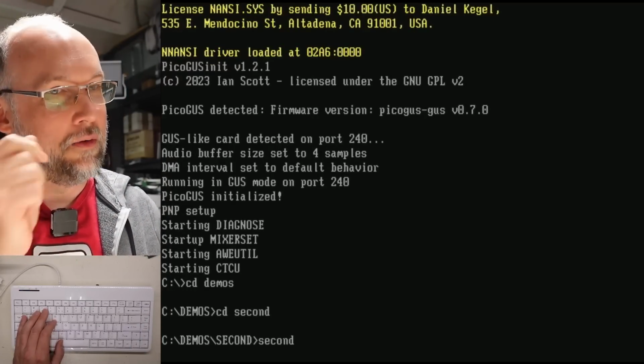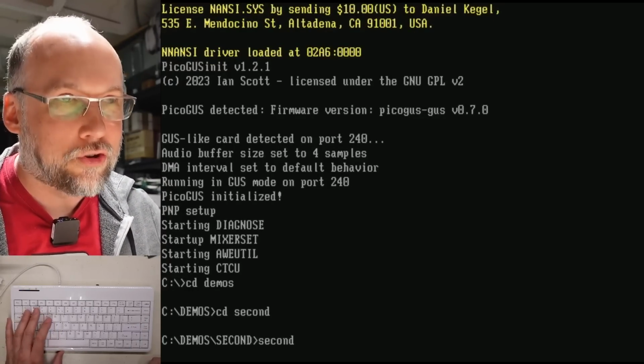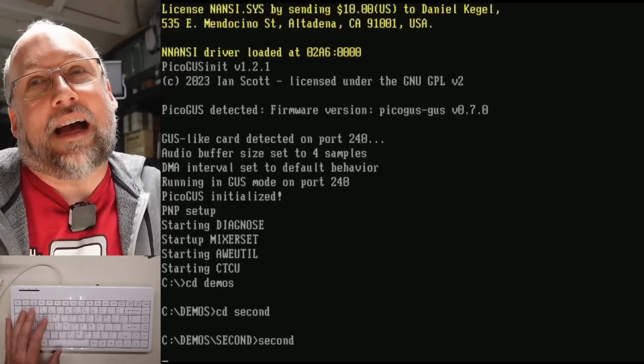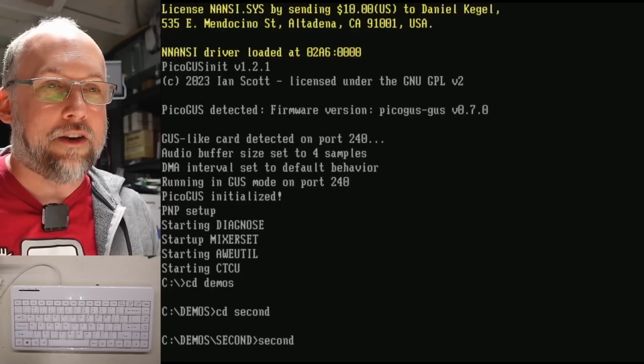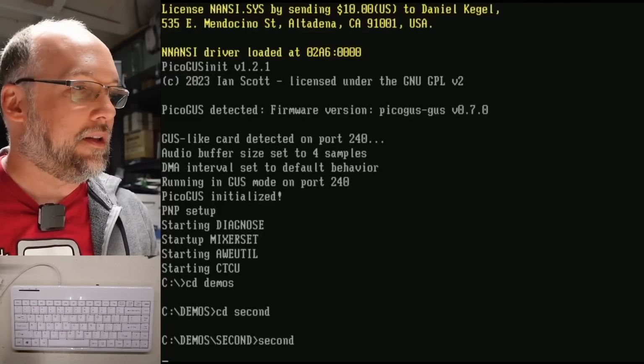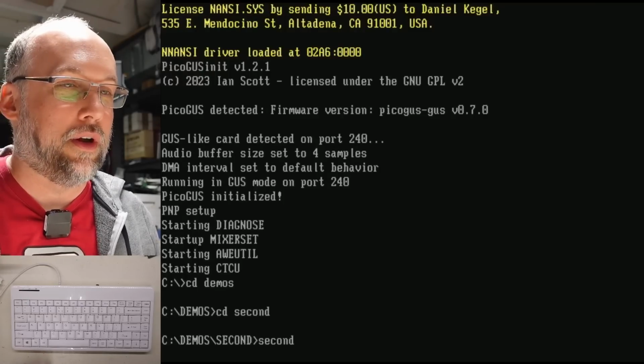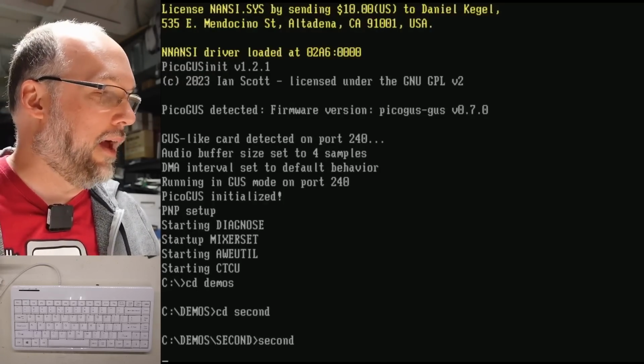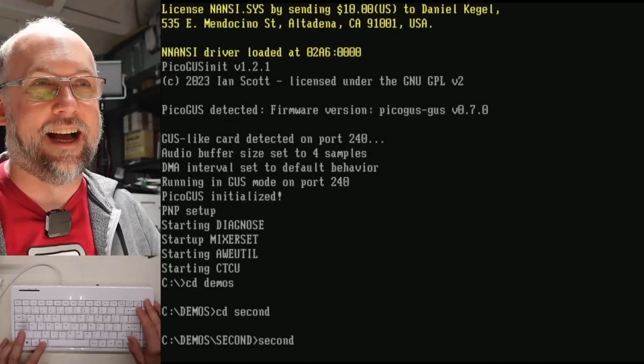And we run this. Second Reality, by the way, is a demo by Future Crew, and it's kind of the demo that I remember running when I had a Gravis Ultrasound, and it completely blew my mind, and it's not working. What happened here? The demo didn't even start.